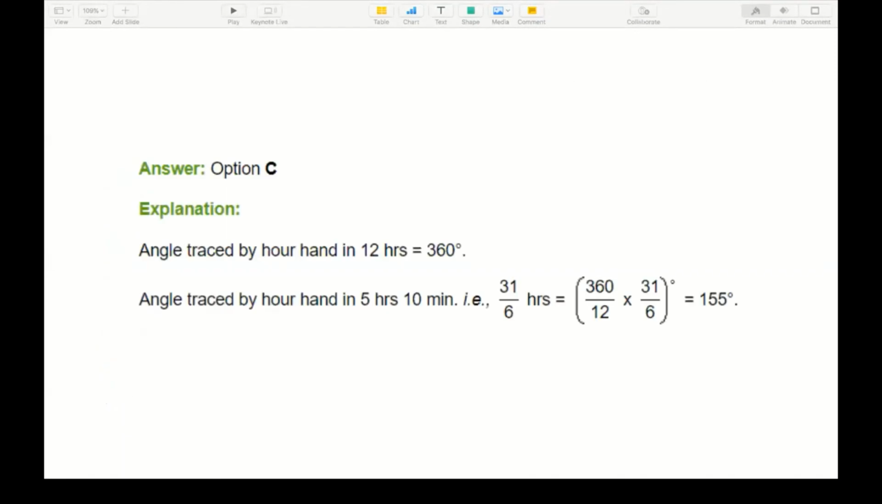Now, the other way you could have done this is to convert 5 hours 10 minutes into hours. This will give you 31 by 6 hours. So 31 by 6 into 30 degrees will again give you the answer. They have converted it in terms of proper hours. How did they do this? They converted 10 minutes into hours. So it becomes 10 by 60, 1 by 6. So the fraction becomes 5 and 1 by 6. And when you convert this 5 and 1 by 6 to an improper fraction, it becomes 31 by 6.